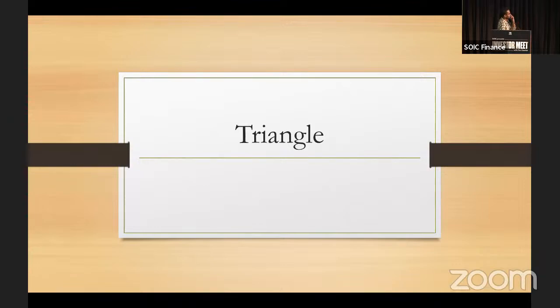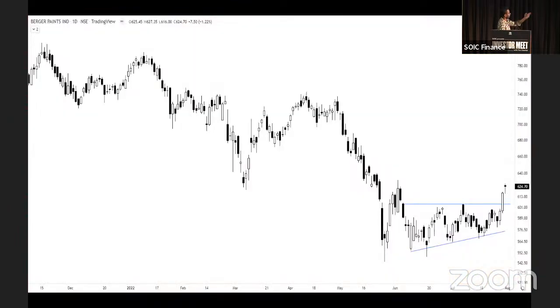So this is the triangle pattern, a very difficult pattern to trade. Next, very difficult pattern to trade basically because it penetrates the lines too many times. You can read it.